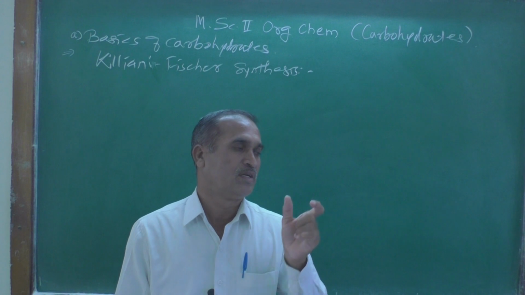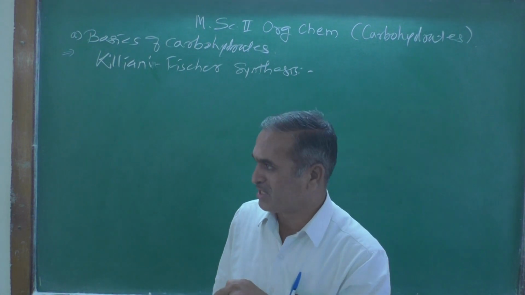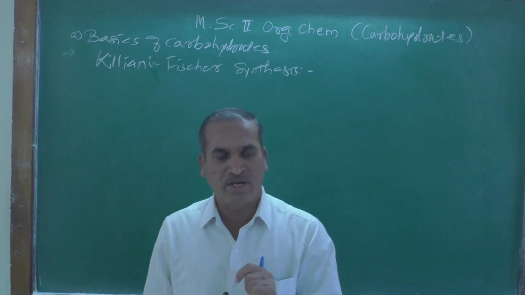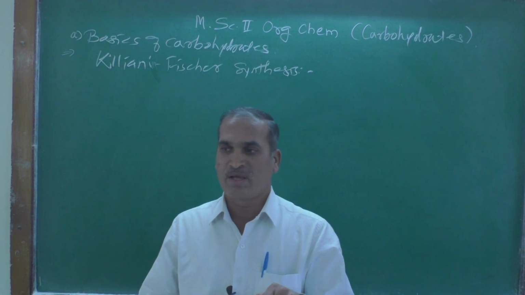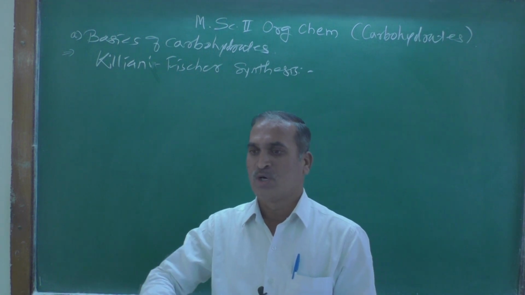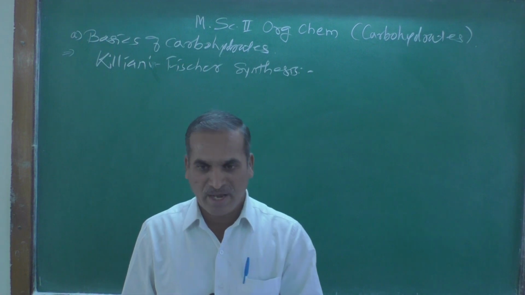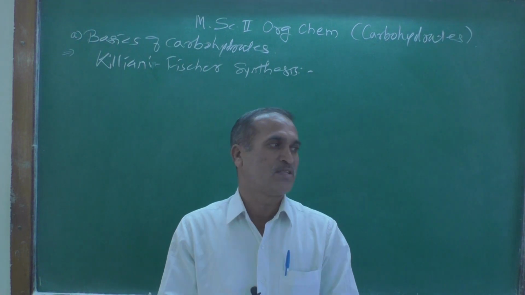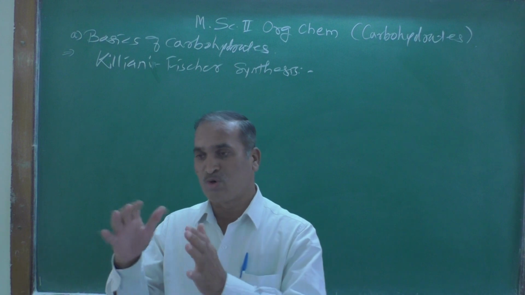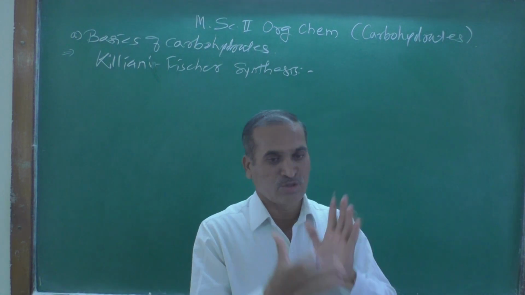One of the compounds rotates the plane of polarization to the right hand side, dextrorotatory, whereas the other compound rotates the plane of polarization to the left hand side. That type of isomers are referred to as enantiomers.